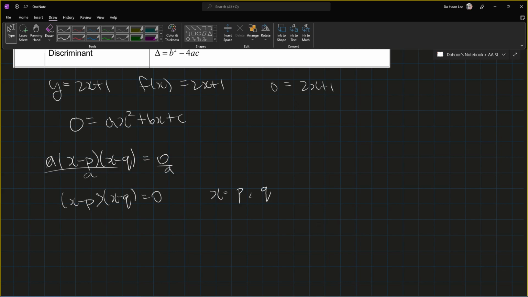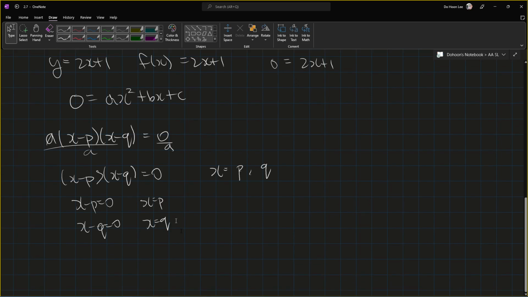So why is that? Well, in x minus p times x minus q equals 0, either x minus p or x minus q could be 0, and it'll make the entire left-hand side 0. Thus, we can conclude that x minus p equals 0 or x minus q equals 0. So then x equals p, x equals q.